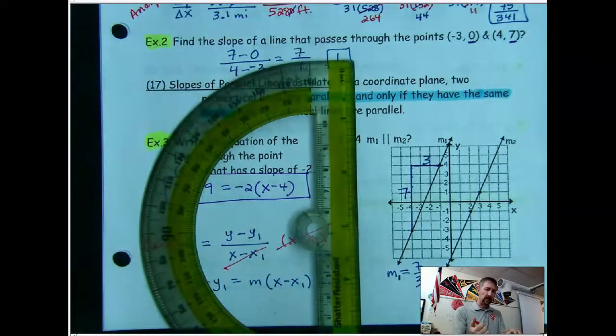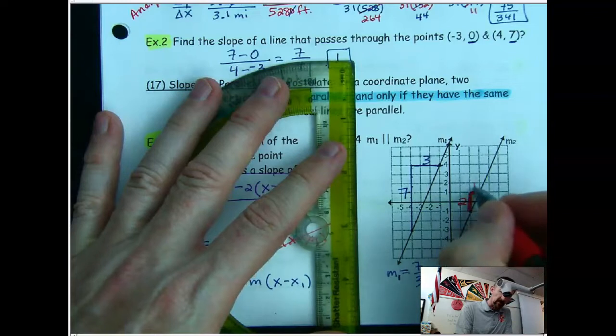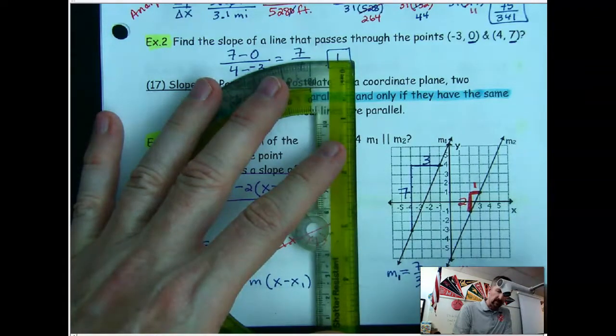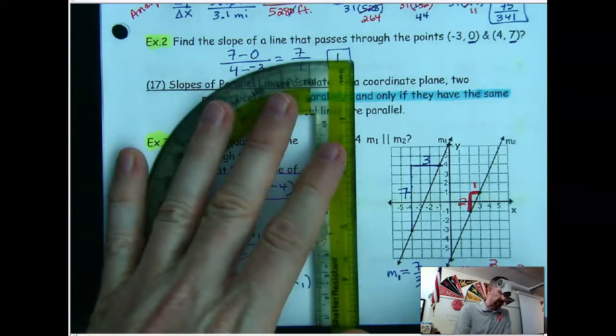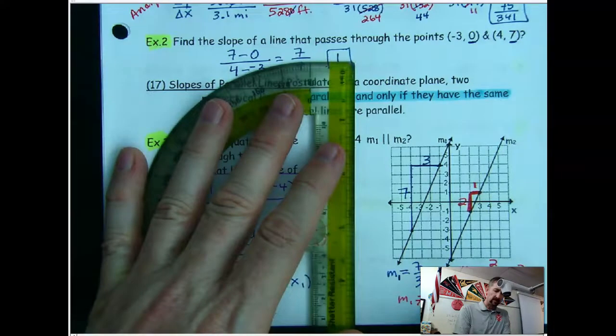All right. Now here, we hopefully can already tell we have a problem. That's going to be 2, 1. So the slope of m2 is actually 2. Those are not equal. So the answer is no. I guess I could put m1 and m2 in there. m1 does not equal m2.